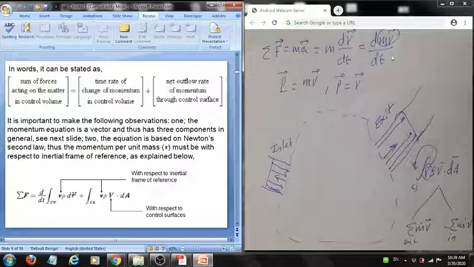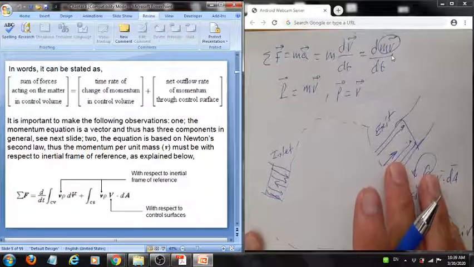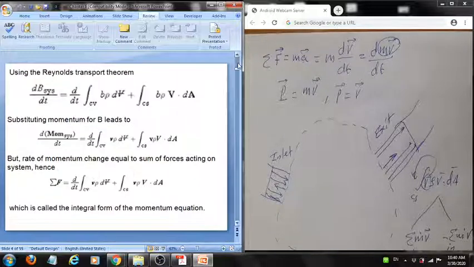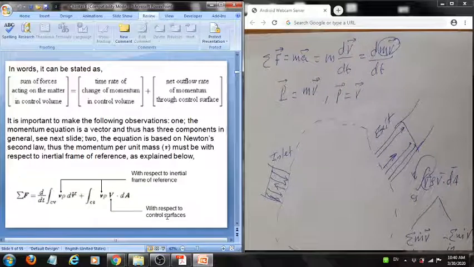Now we have to go back to this equation again and remember an important point, because Newton's second law requires that the velocity be with respect to an inertial frame of reference, that is, a non-accelerating frame of reference. So wherever we have velocity entered in the Reynolds transport theorem, it also has to follow the same rule. Specifically, this velocity and this velocity must be measured with respect to an inertial frame of reference, whereas this velocity, which comes from the Reynolds transport theorem, has to be only with respect to the control surfaces.